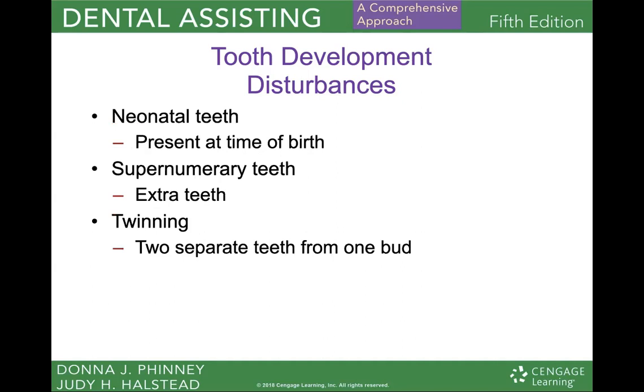Neonatal teeth are present at the time of birth or within the first month after birth. These teeth shed quickly because roots have not yet formed. Supernumerary teeth are extra teeth that appear dwarfed in size and shape, but normal in all other aspects. Twinning is a condition in which the gemination process has been successful and two separate teeth are made from one tooth bud. They appear as a clone of the original tooth in both shape and size.